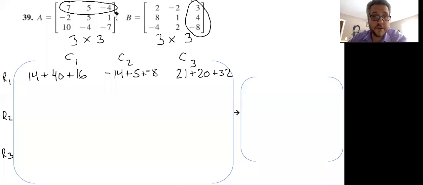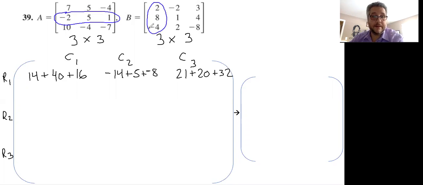That exhausts row 1. So now we need to move on to row 2. So we're going to start by working on row 2, and we're going to multiply by the column, starting with column 1. -2 times 2 is -4, plus 5 times 8 is 40, plus 1 times -4 is -4. Okay, that did it for column 1.